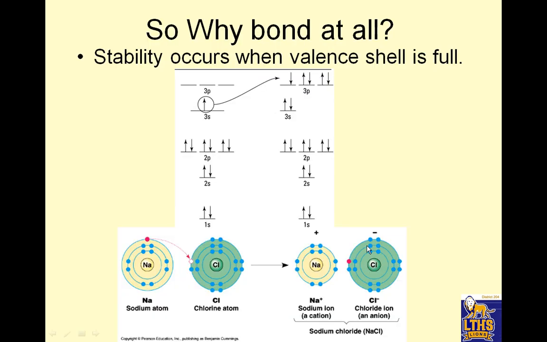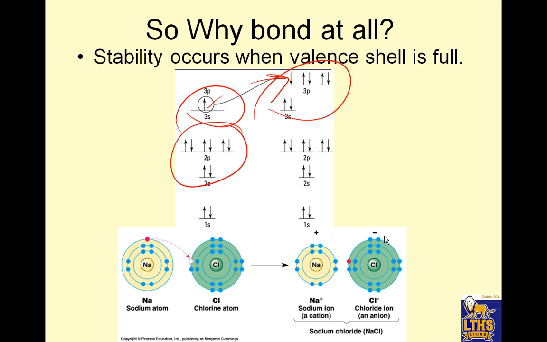Why do atoms bond at all? It's because of stability. This atom has 1 electron in its highest energy level. This atom has 7 electrons in its highest energy level. What would be more stable? If this one goes there, then this one has 8 in its outer energy level, and that one has 8. Sodium transferred to chlorine, you get a sodium ion, a cation, and a chloride ion, an ionic bond.